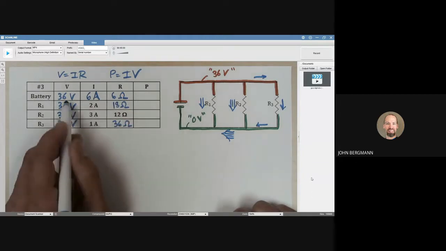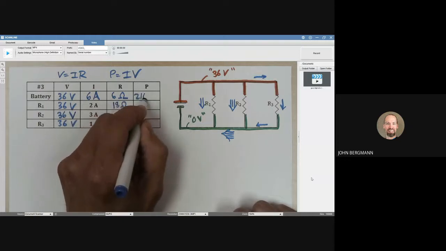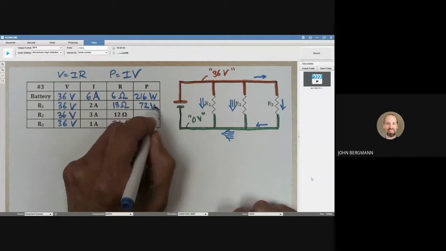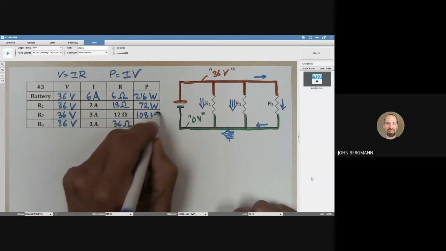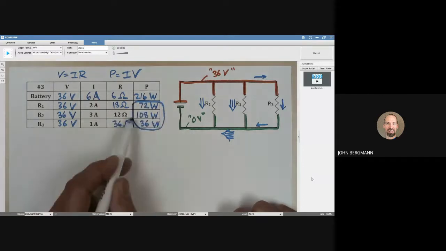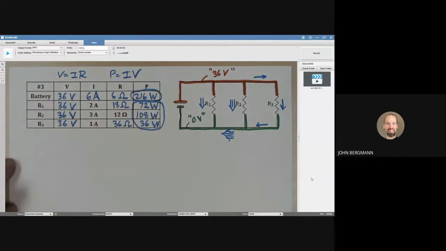The power is going to be 36 times 6, which is 216 watts. 36 times 2 is 72 watts. 36 times 3 is 108 watts. And 36 times 1 is 36 watts. Those are the resistors. What do those give you? 216. Look at that. The power delivered by the battery is equal to the power consumed by the resistors.